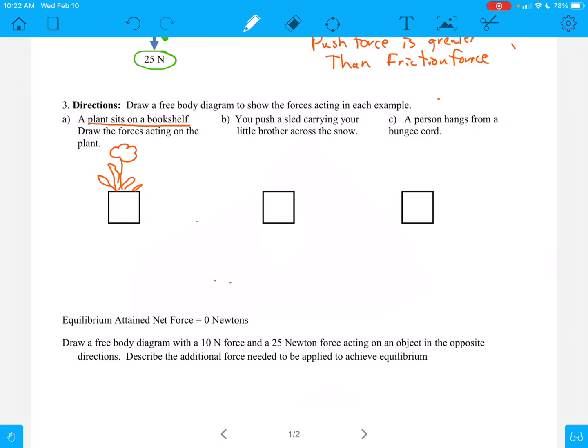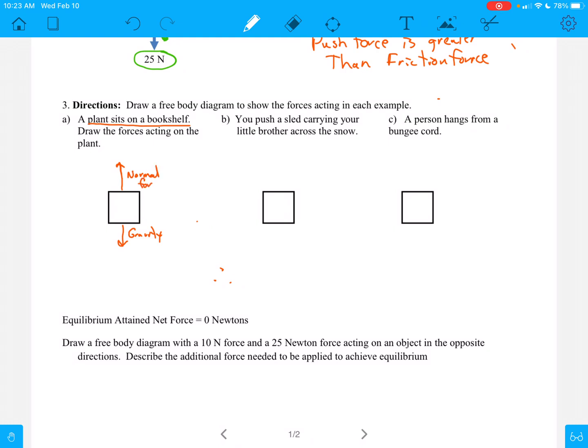Okay, well, let's see. We have the force of gravity pulling this way. So we've got gravity. And what else? It's sitting on a shelf. So what else do we have? I'll go ahead and erase my plant so I can draw the next force in here. We also have the normal force going this way.